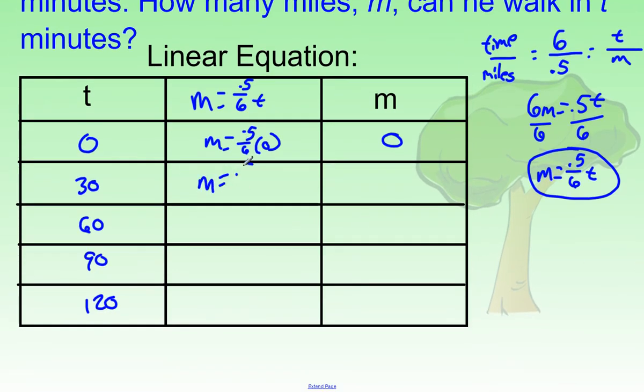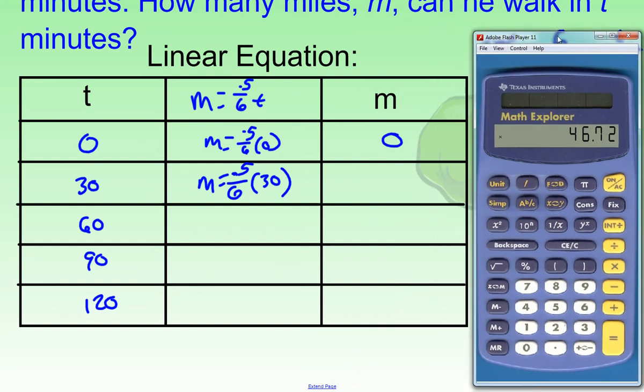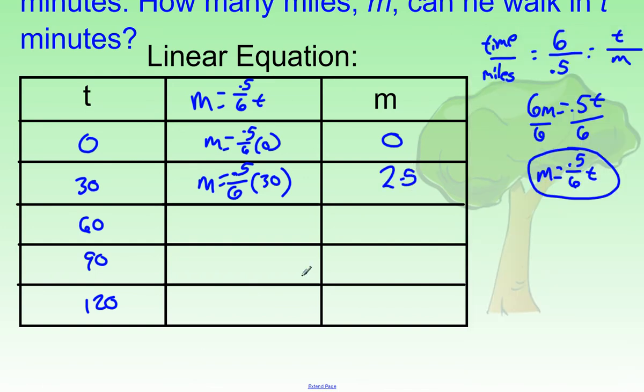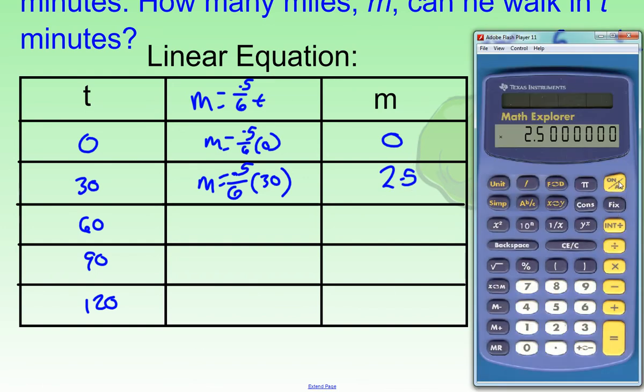M equals 0.5 over 6 times 30. Let's see here. 0.5 divided by 6. What is that? Ugly number. All right. Times 30 gives us 2.5. Okie dokie. Clear.